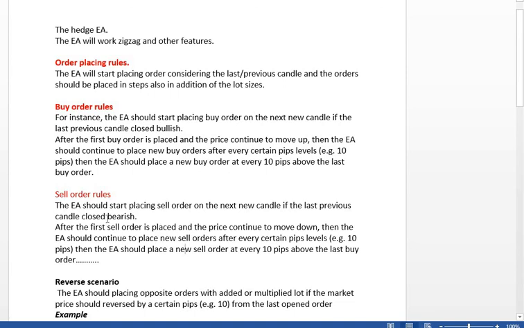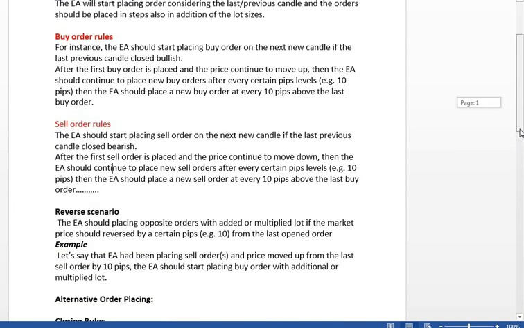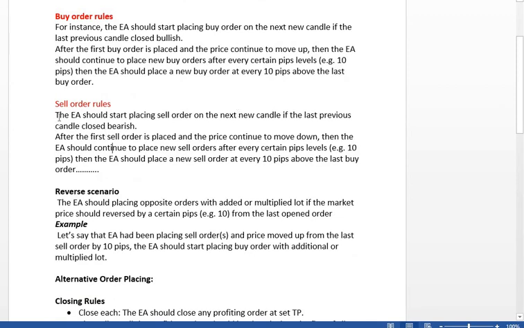The same thing applies to sell. The EA should start placing a sell order on the next new candle if the last previous candle closed bearish.